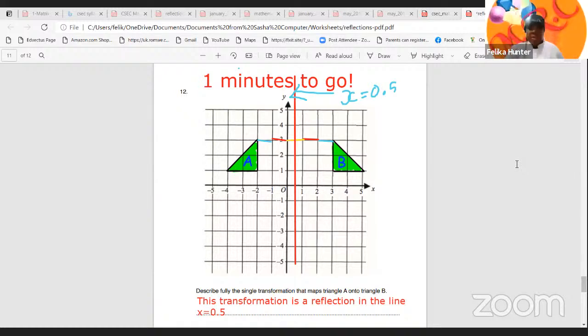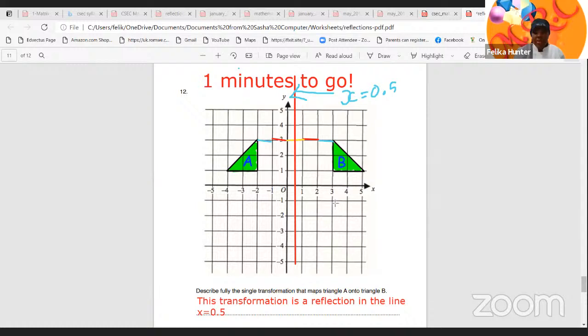It would have been a reflection in y equals something, but you could just say y-axis. If it was directly here, let me show you what would be the y-axis. You could say the y-axis, or you could say the line y equals 0. Both of them are the same thing.